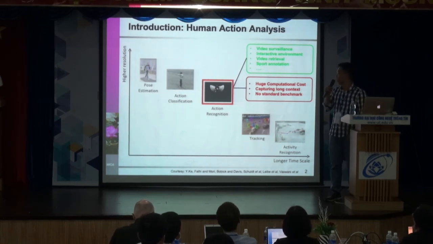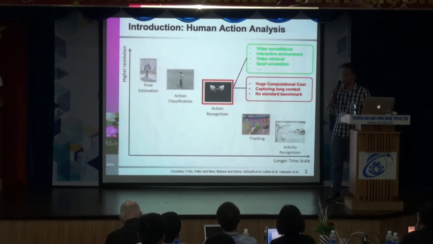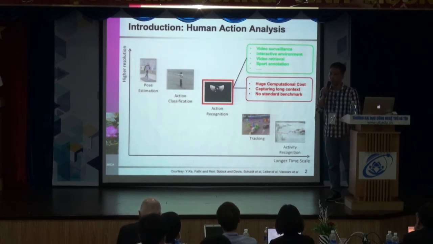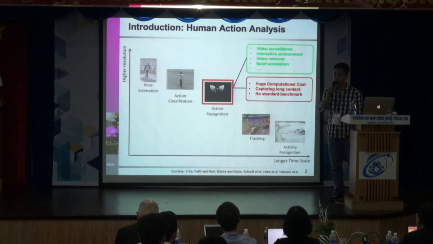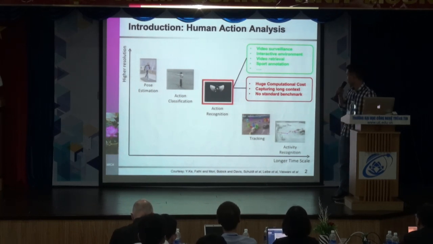Some work refers to it as action prediction or early prediction, where the prediction happens during the action. And the third, which is my focus in this paper, is action recognition, where the prediction happens after the action has happened. There are two more problems, tracking and activity recognition, which I didn't cover in our paper, but they are very complex.